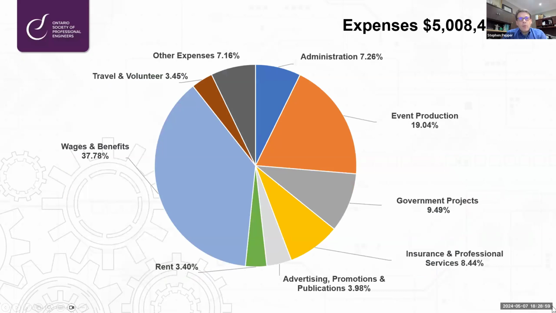The largest components of overall expenses incurred in 2023 included administration, $364,000, event production, $954,000, advertising, promotions, and publications, $199,000, government projects, $476,000, insurance and professional services, $423,000, rent, $170,000, wages and benefits, $1,892,000, travel and volunteer expenses, $173,000. The residual remaining other expenses include governance, sponsorship, and telecommunications.